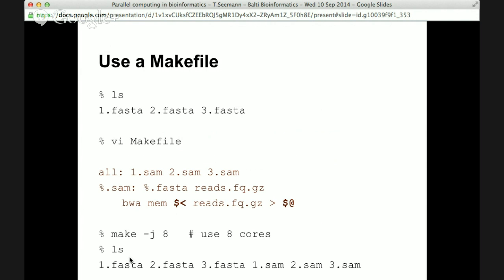Another way to do that more generically is to write a makefile. Imagine we've got 3 FASTA files, 1, 2, and 3. We create a makefile where we say we want to create 3 SAMs. We give a rule on how to convert a FASTA and some reads into a SAM, to align them. Usually if you just type make, it'll do one thing at a time. But if you give it the -j parameter, it will use 8 cores and do as many things as it can. It'll try to run 8 jobs at once as long as it can until it gets the result. So after you'd run that, it would use 8 cores and give you your 3 results.